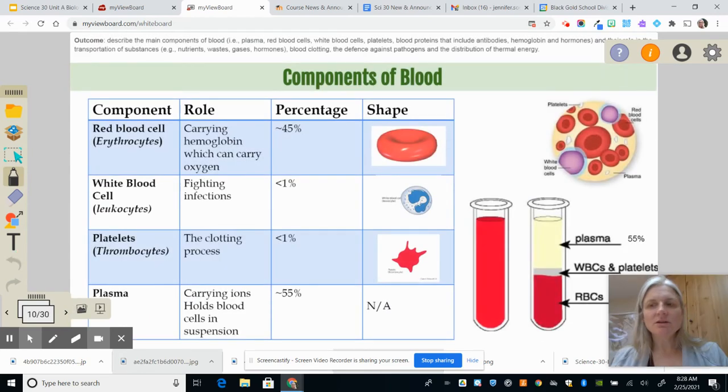All right, next outcome is where you're looking at the main components of blood. So you need to know plasma, red blood cells, white blood cells, platelets, blood proteins, and other antibodies, hemoglobin, hormones, anything that's in your blood. You need to know that the blood's used to transport substances like nutrients, waste, gases, hormones. It's also responsible, with pieces in the blood, for blood clotting and defense against pathogens and distribution of thermal energy.